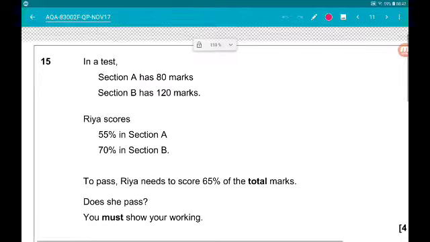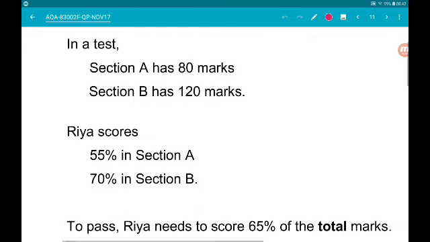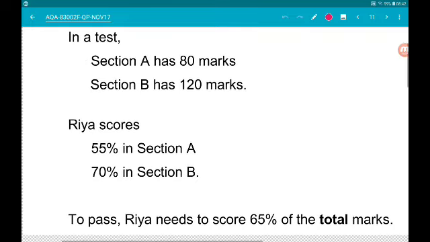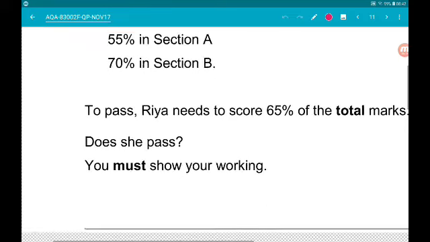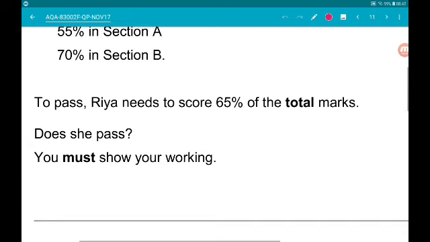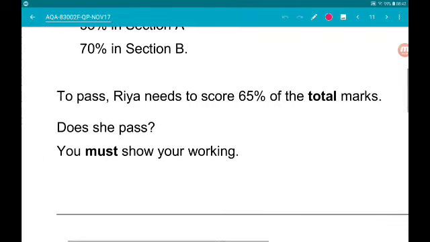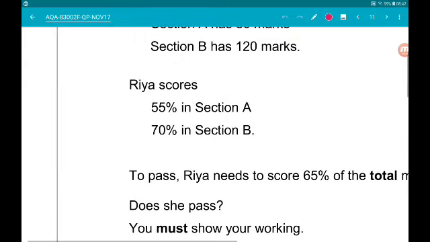Okay, 15. In a test, Section A has 80 marks, Section B has 120 marks. Rear scores 55% in Section A, 70% in Section B. To pass, Rear needs to score 65% of the total marks. Does she pass? You must show your work. Okay, 4 marks.